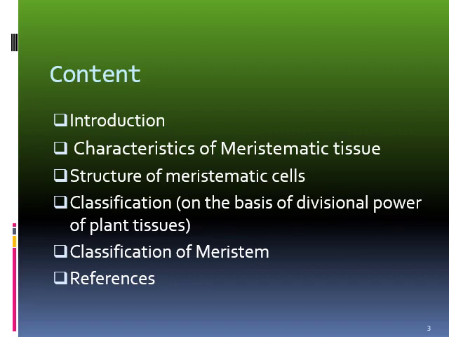So here we have the content on the behalf of which this lecture comprises of. Introduction, then we have the characteristics of meristematic tissue, then we discuss the structure of meristematic cells, then we have the classification of meristem, and in the end we have the reference for this lecture.